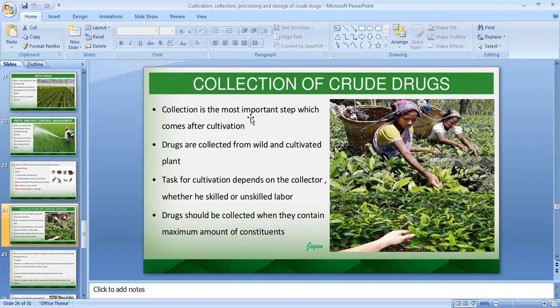So collection of product is a very important step, and there are many types of crops and herbs collected from different sources. For example, tea. Tea leaves are collected when they are properly grown.